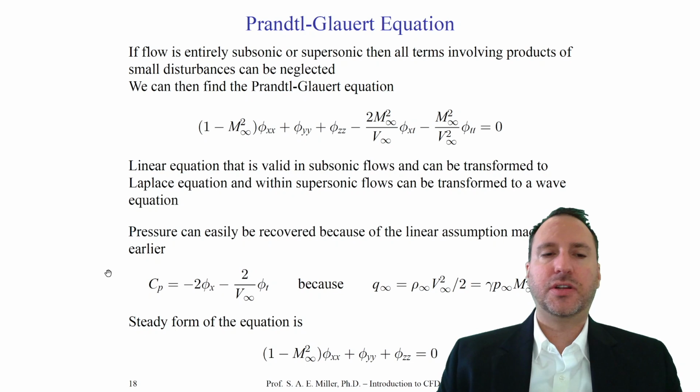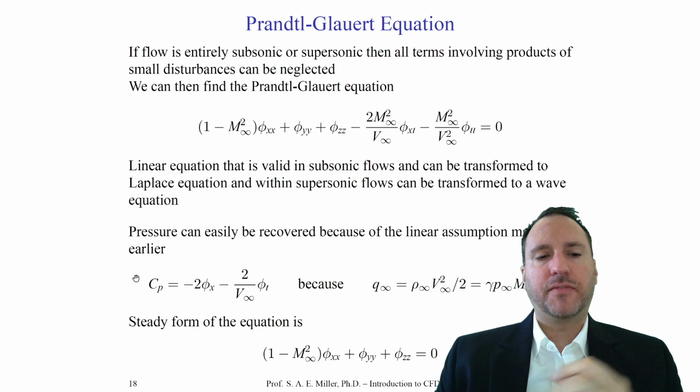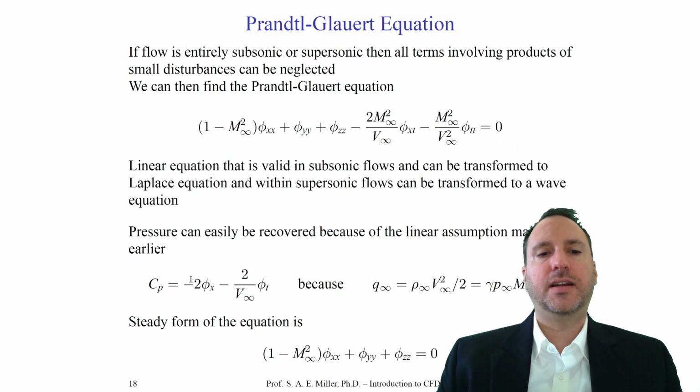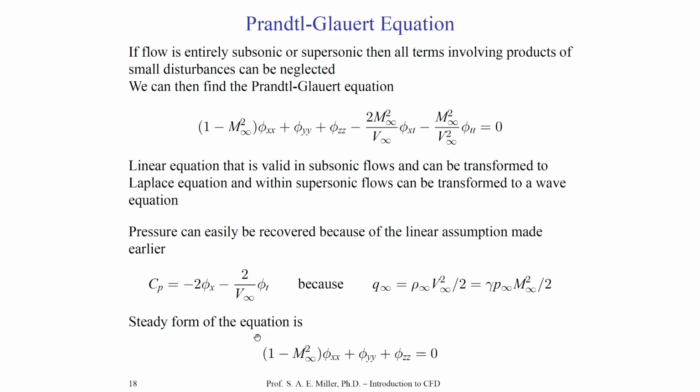Now, if we find a numerical solution for the Prandtl-Glauert equation through its transformed equations of the wave equation or Laplace equation, then we can easily recover the pressure coefficient C sub p, which will go as negative 2 phi sub x, that's partial phi partial x, minus 2 over the ambient incoming velocity times partial phi partial t.